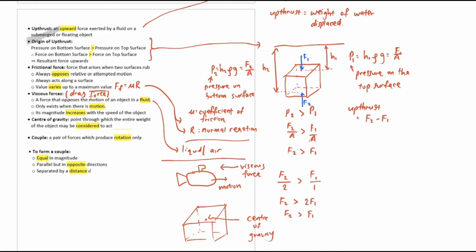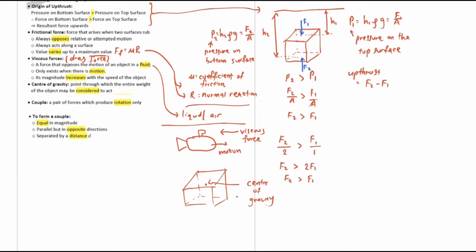So it is the point through which the entire weight of the object may be considered to act. So if you have the center of gravity there, then we have to say that the W, the weight, is acting from that point. Okay, so that is center of gravity.